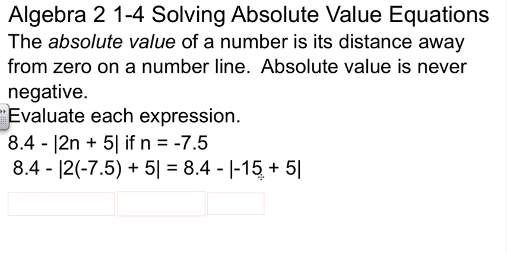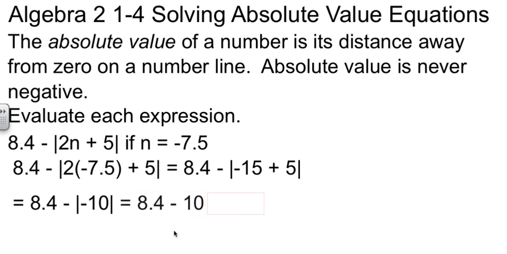2 times negative 7.5 is negative 15. Negative 15 plus 5 is negative 10. The absolute value of negative 10 is positive 10. So then 8.4 minus 10 is negative 1.6. All we did was use the order of operations and just plugged and chugged.